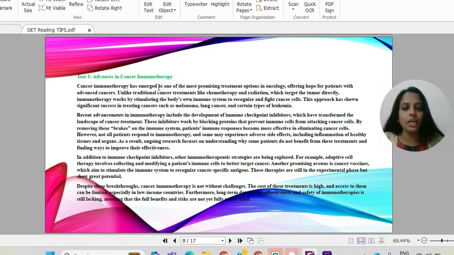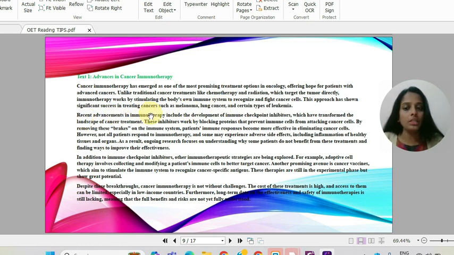Cancer immunotherapy has emerged as one of the most promising treatments in oncology, offering hope for patients with advanced cancers. Unlike traditional cancer treatments like chemotherapy and radiation, which target the tumor directly, immunotherapy works by stimulating the body's own immune system to recognize and fight cancer cells. This approach has shown significant success in treating cancers such as melanoma, lung cancer, and certain types of leukemia.